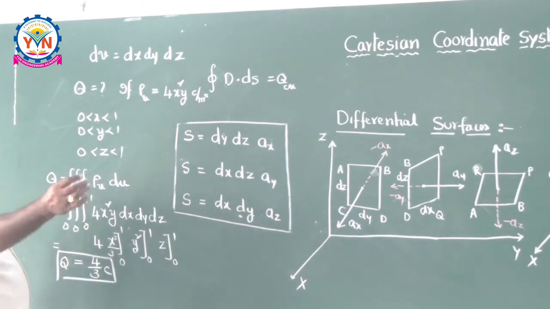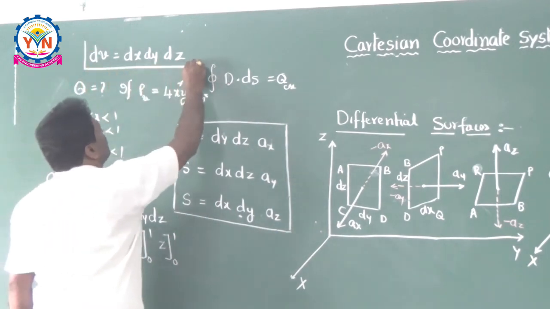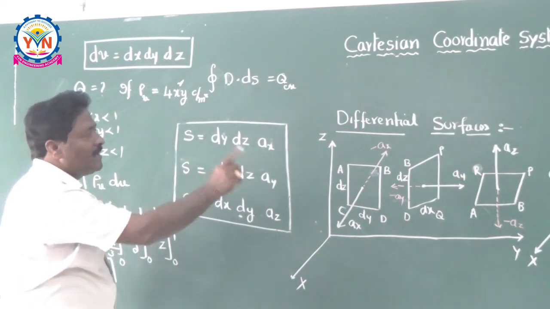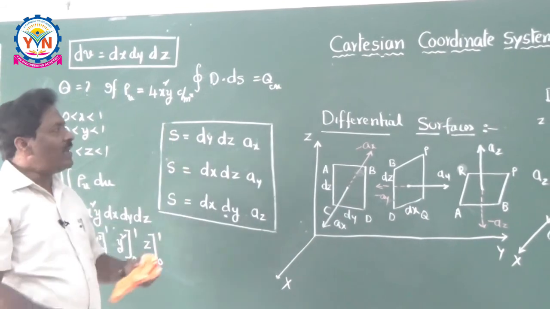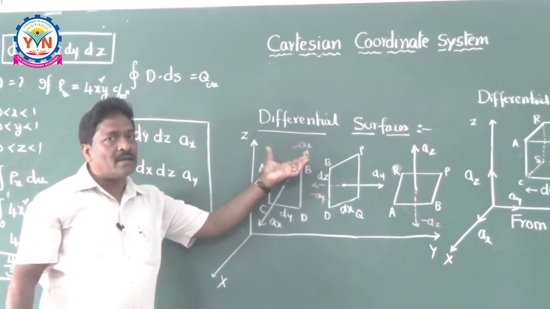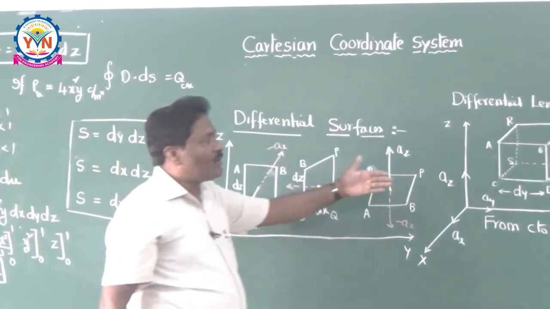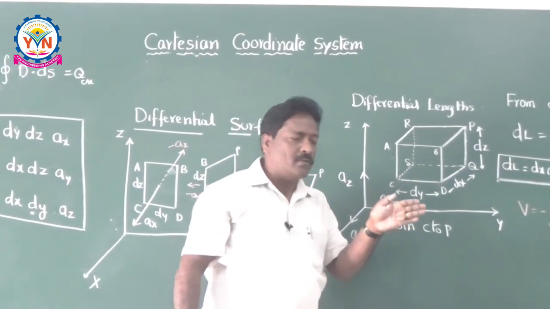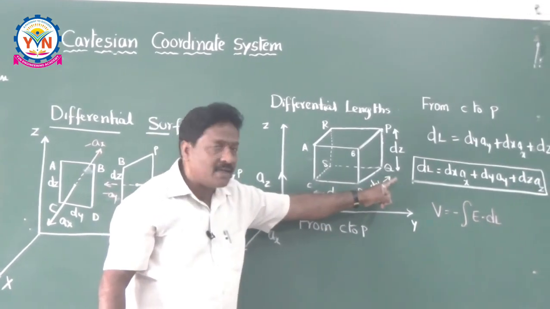So finally, please remember these three formulas from our Cartesian coordinate system: differential length element, differential surfaces and differential volumes. Whenever you are going for differential surfaces, you have to do the problems in Gauss law. Wherever you require the surfaces, you have to use this. And whenever you require some length element, that means whenever you are moving from a point to another point using a path, then you have to use your differential length.